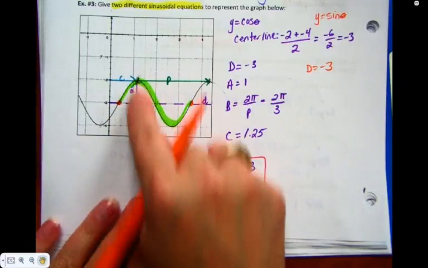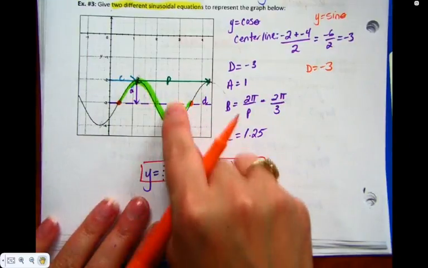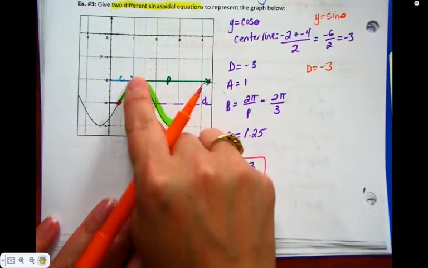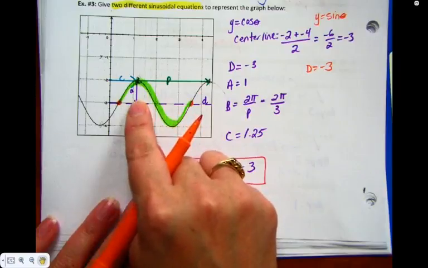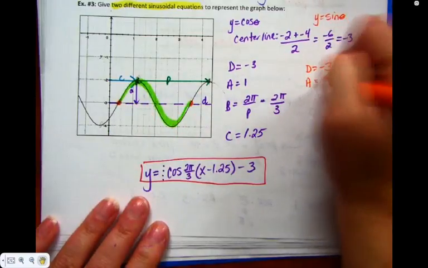Amplitude is the distance from the center line to that max, or center line to min, whatever. How many units between negative 2 and negative 3? No, it didn't change either.